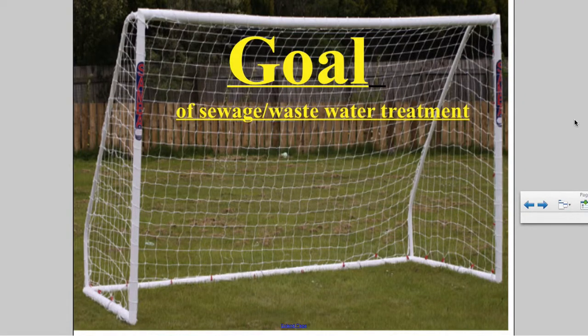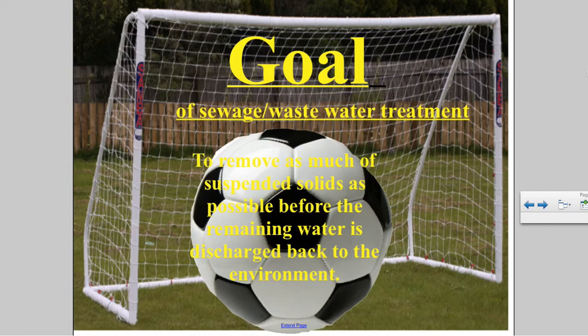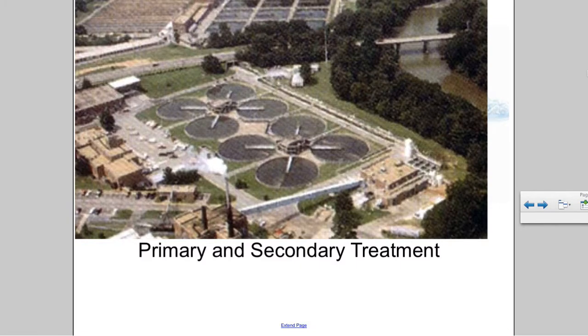So what's our goal of sewage wastewater treatment? The major goal is to remove as much of the suspended solids as possible before the remaining water is discharged back into the environment. So you want to get rid of as much stuff as we can before we put it back into the environment. And we do that with something called sewage treatment. And there's a primary and there's a secondary treatment. This is a sewage treatment plant from a bird's eye view. And there's primary and there's secondary treatment. So let's take a look at a short video about sewage treatment plants.